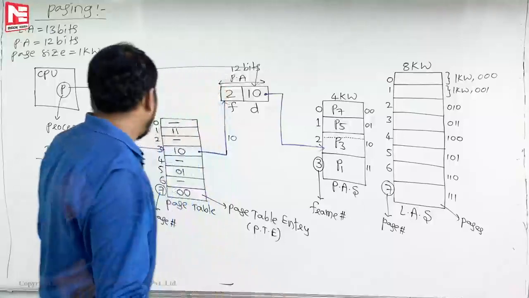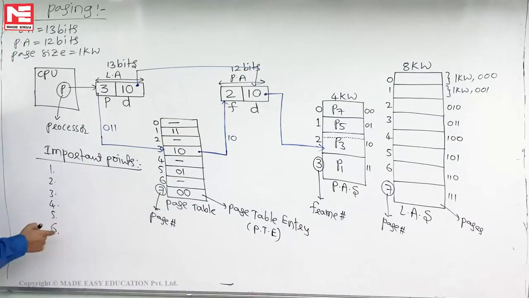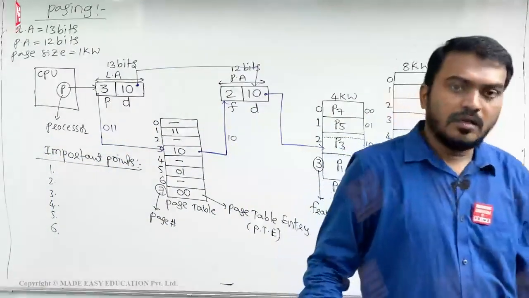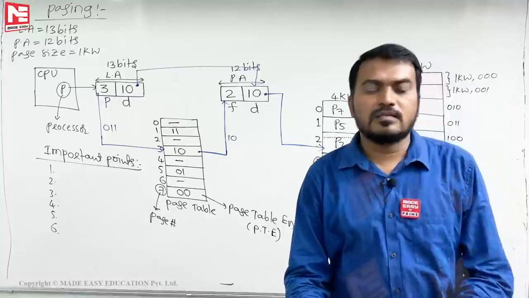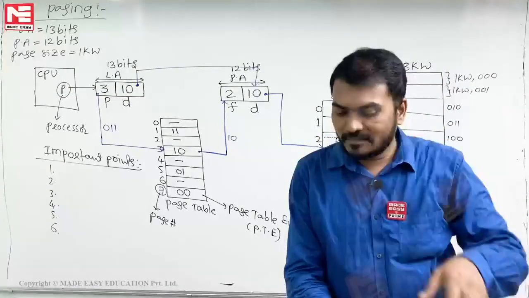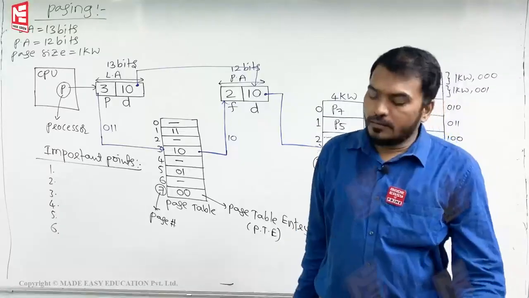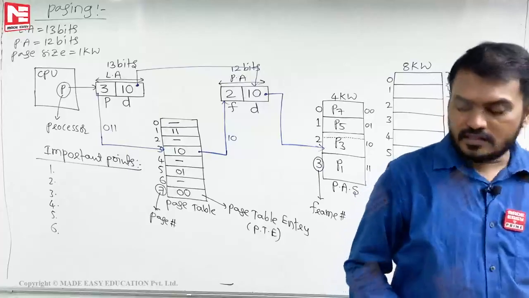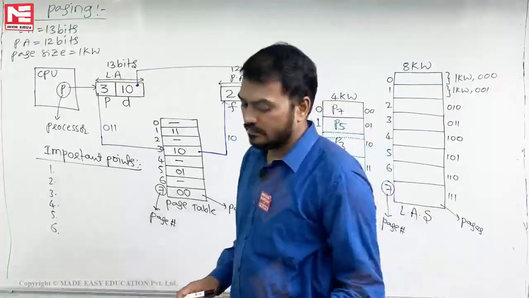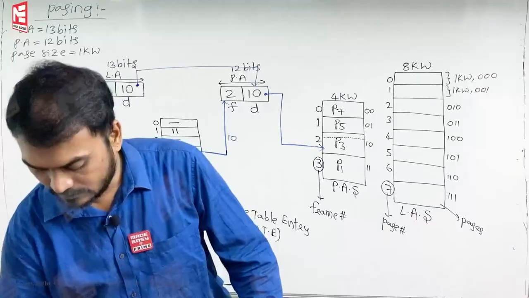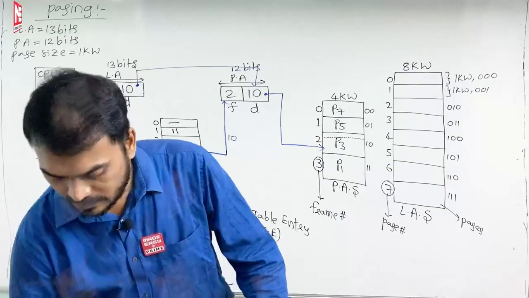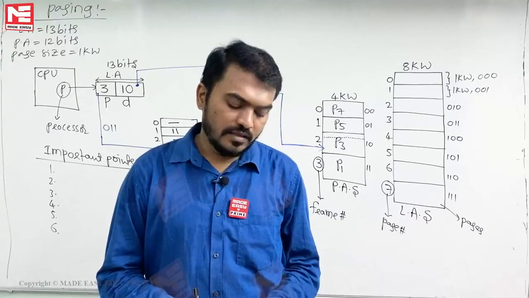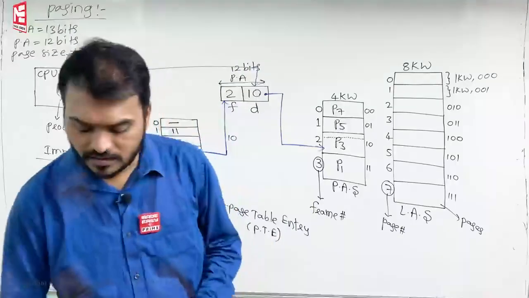Okay, full stop. Next, point number 6. Maintaining the page table is considered as an overhead for the system. Understand here.